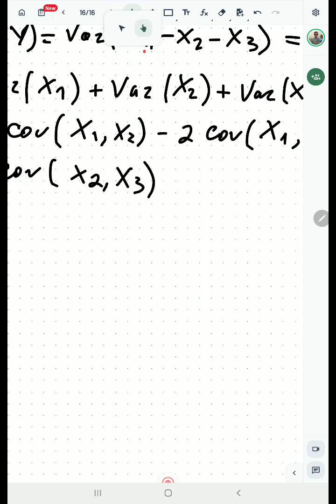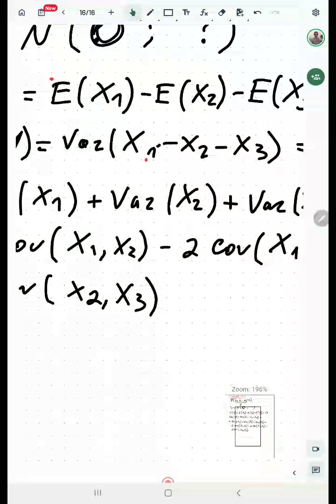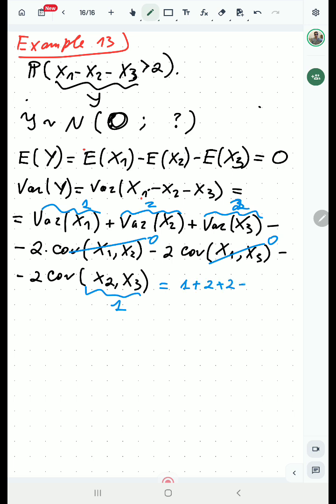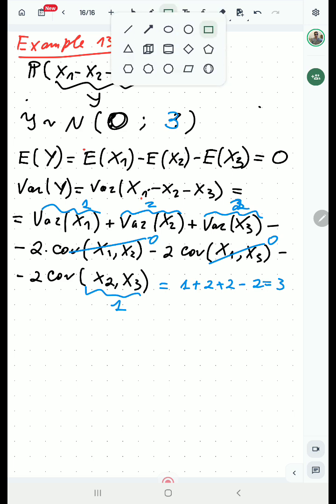Okay, it's going to be simple to solve. So here we said that x2 x3 covariance is actually equal to 1, and this guy is 0, this guy is also 0, while the variance of x1 is 1 based on the variance covariance matrix, variance of x2 is 2, and variance of x3 is also 2. And then we can say that the variance of the whole thing is equal to 1 plus 2 plus 2 minus 2 times 1, which is 2. So that gives you 3, isn't it? So it means that we have found y's variance, and its variance is equal to 3.